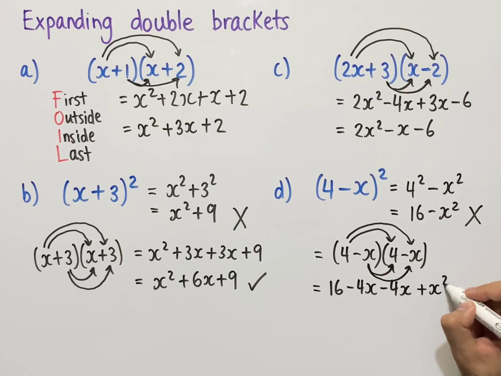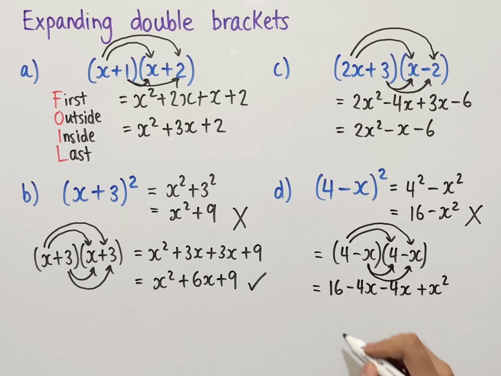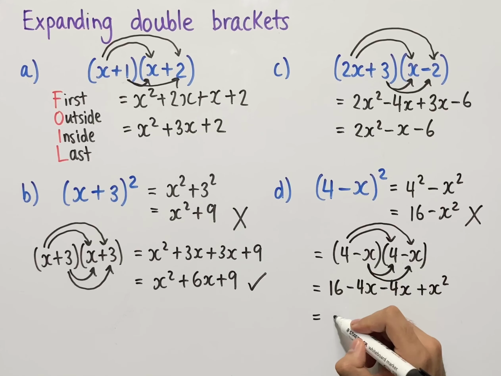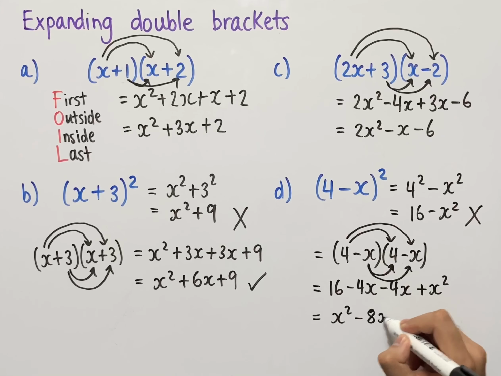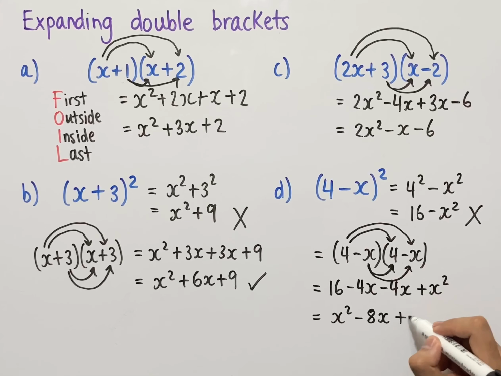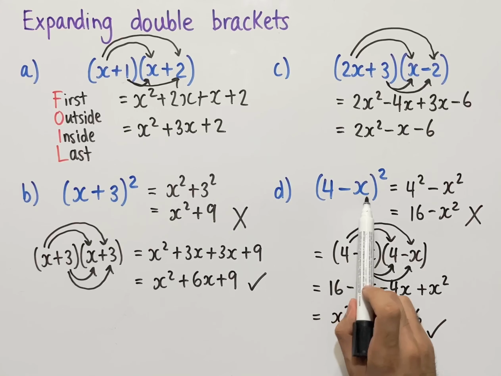plus x squared. And so collecting like terms and rewriting this so that the x squared term is first, we have x squared, and then minus 4x minus 4x is minus 8x, and then plus 16 on the end. And so this is the correct way of expanding 4 minus x all squared.